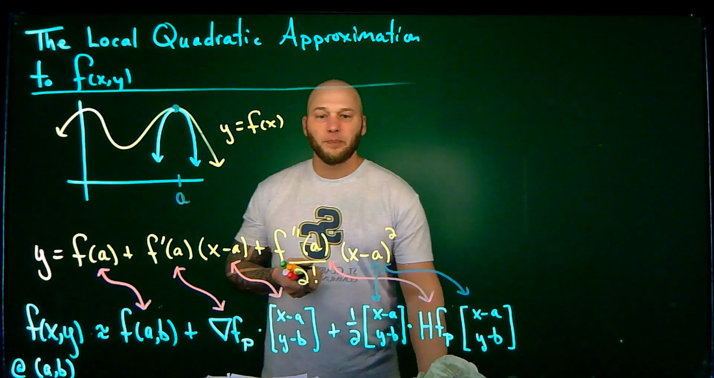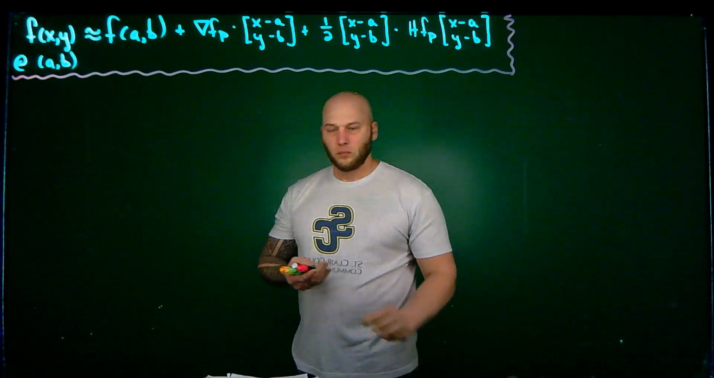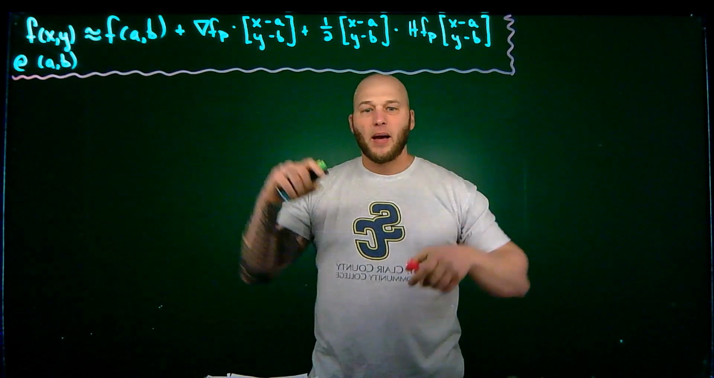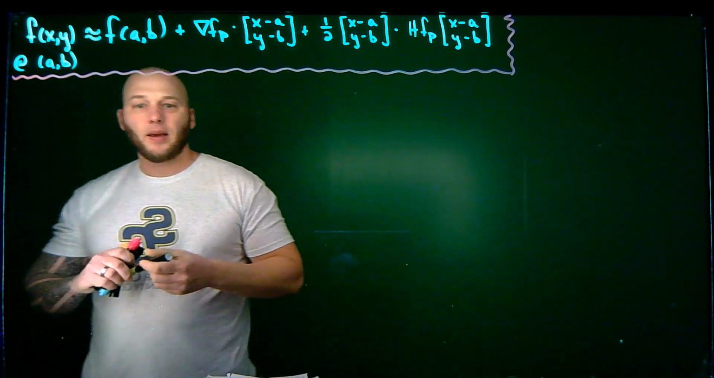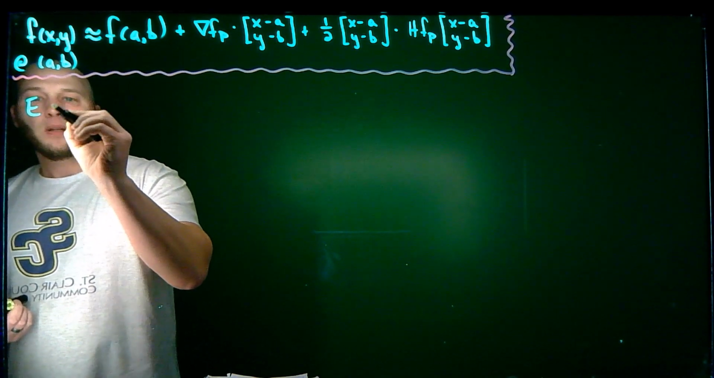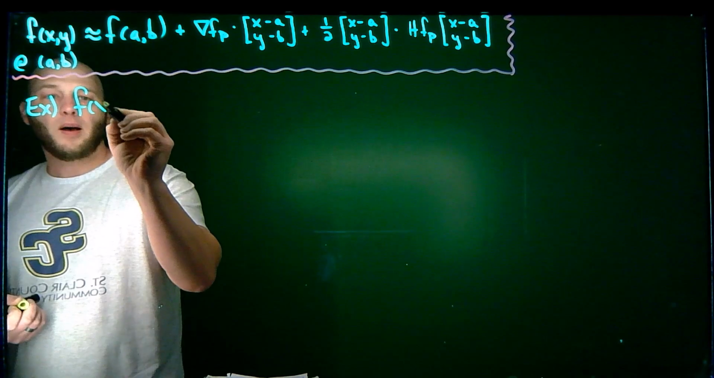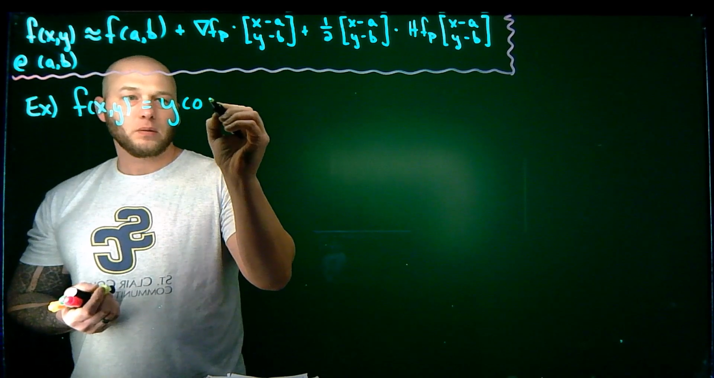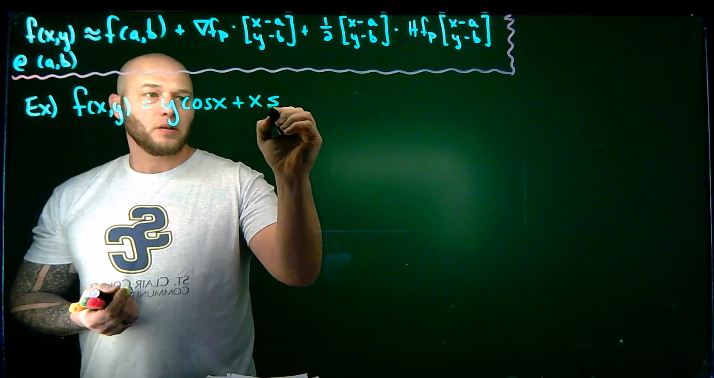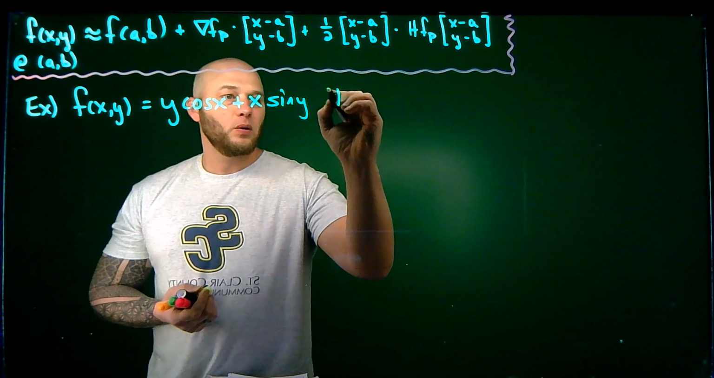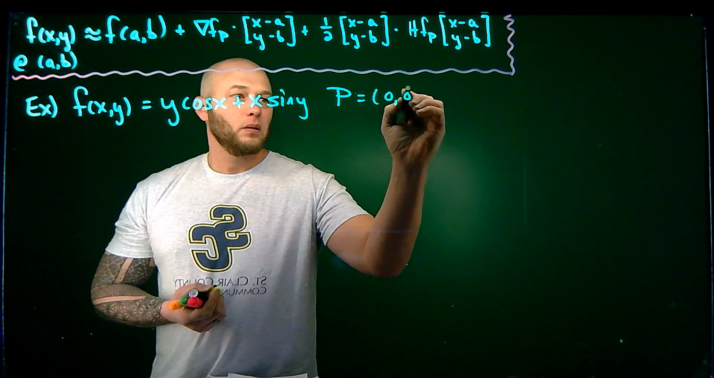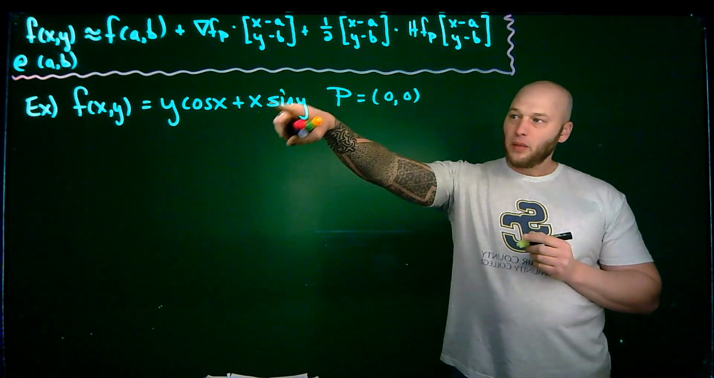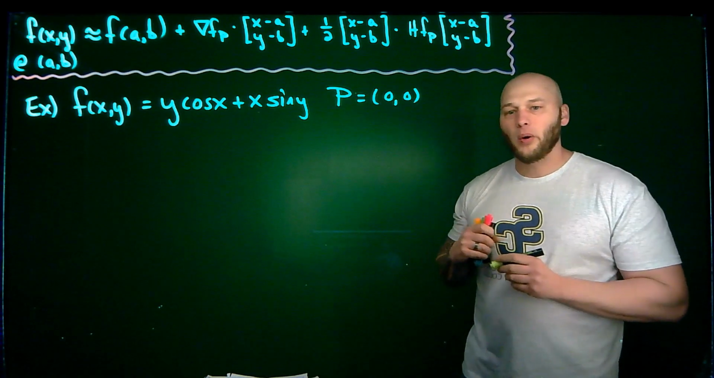Let's go ahead and do an example. Just so I can refer to things, I rewrote that so it's at the top of the screen. Now let's take a look at a function of two variables. Let's say I give you f of x, y is equal to y cosine x plus x sine y, and we are going to look at the point at the origin. So let's find a quadratic approximation to this function at this particular point using the above formula.